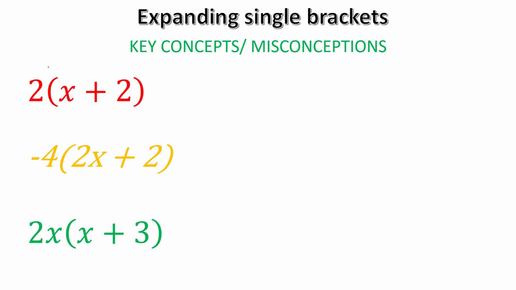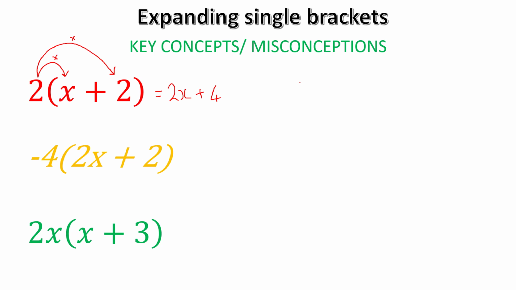I call this the bow and arrow method. So when you've got the 2 in front of the bracket, you just do 2 times the x. So that becomes 2x. And the archer, he's going to shoot the other person in the bracket. That's how I remember it. And 2 times 2, and it's always multiply, is 4.